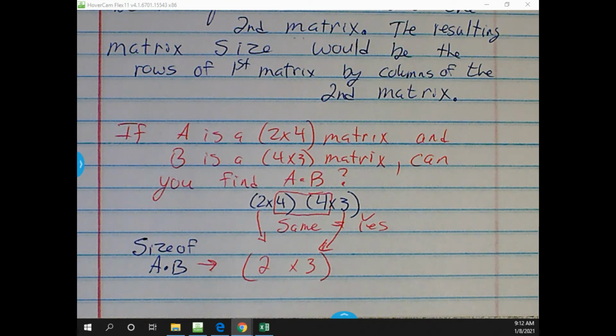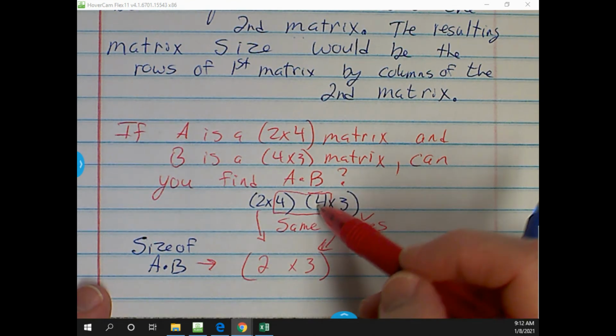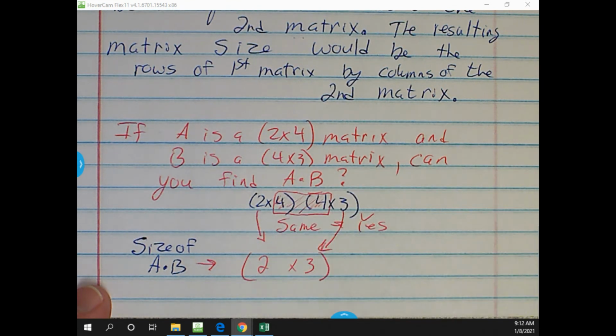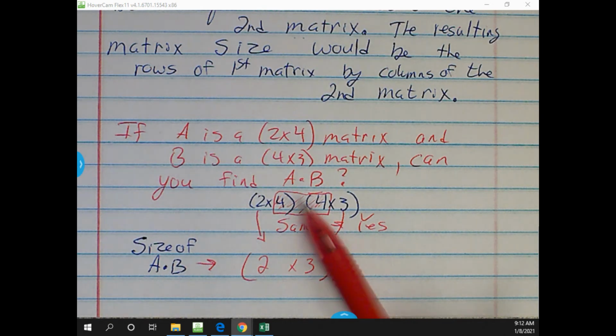So if the middle two numbers are the same, basically they're going to cancel each other out, if you want to think about it that way, because of the way it matches up. And then the size of the matrix that's left over is going to be the first number here and the number that you've got here in the second matrix. So it's really easy to figure out if you can multiply them together, and really easy to figure out what the size is going to be.